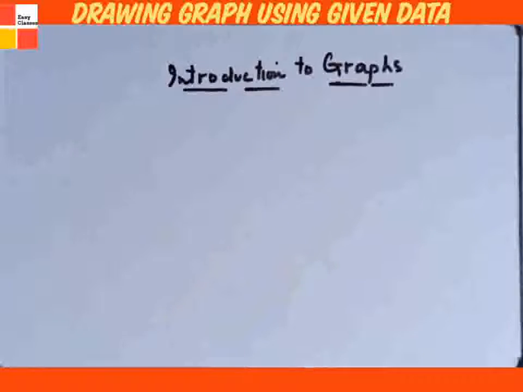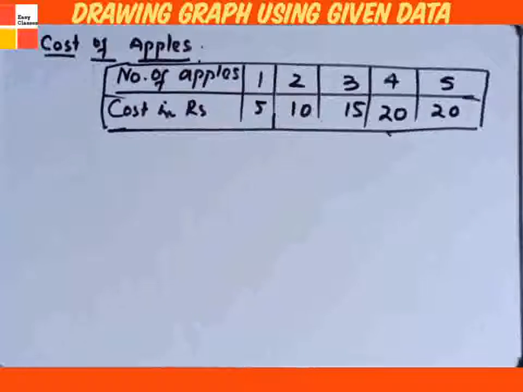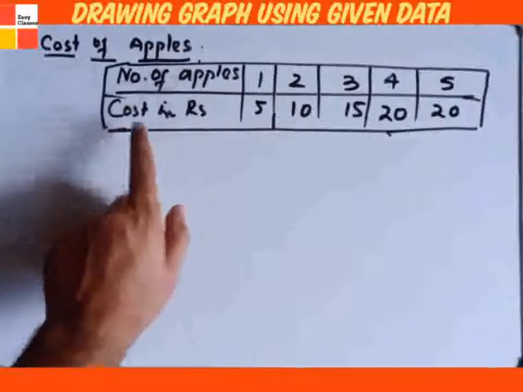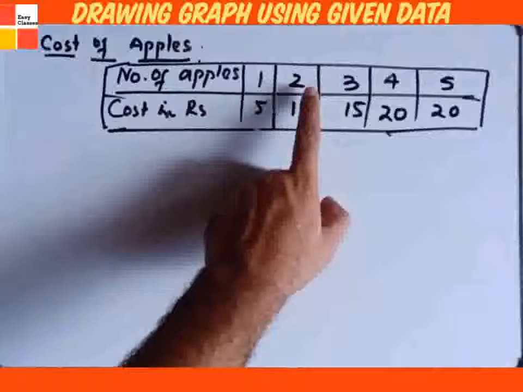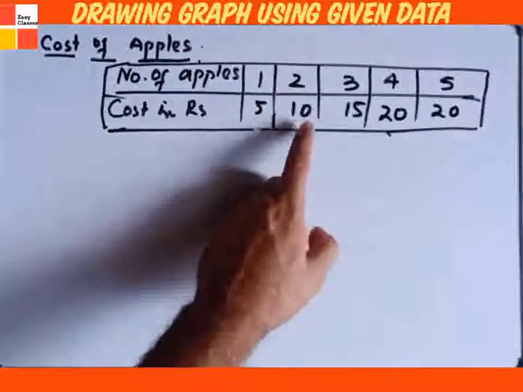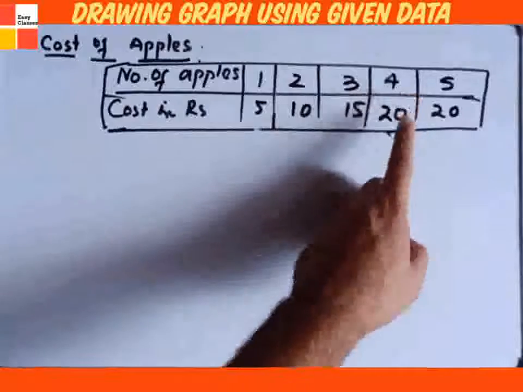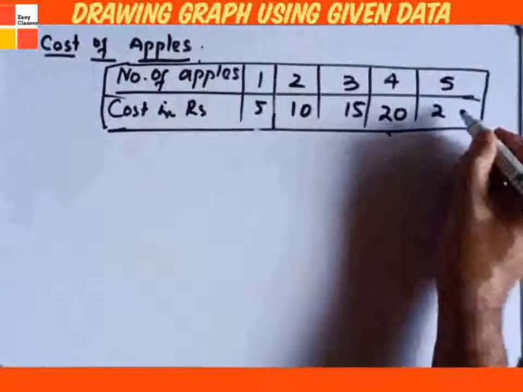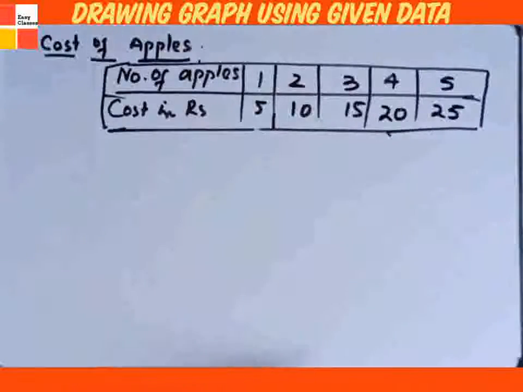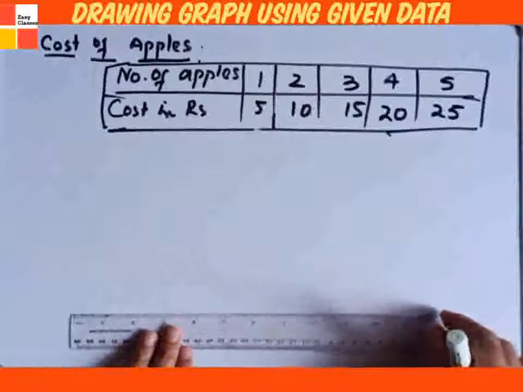Let's take some examples. This is given data, cost of apples: number of apples and their cost in rupees. One apple costs rupees 5, 2 apples cost rupees 10, 3 apples cost 15, 4 apples cost 20 rupees, and 5 apples cost 25 rupees. This is the given data, out of which we have to draw a graph using a proper scale on the axis. First, if we intend to draw the graph out of this data, we have to draw the two coordinates.